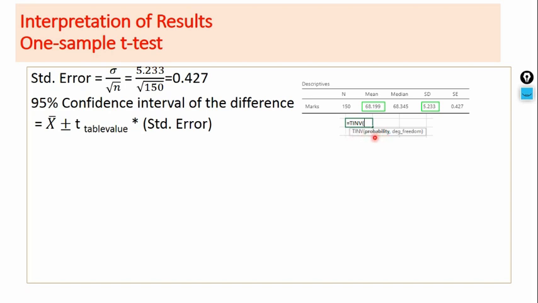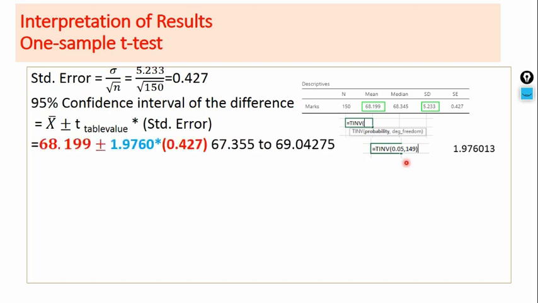I have performed this function in Excel by entering is equal to TINV. TINV demands probability and degree of freedom. Probability means level of significance. In this case, level of significance is 0.05 and degree of freedom, in the case of one sample t-test, the formula is n minus 1. N is 150, n minus 1 means 149. When I put this value, I will get the t table value 1.976013.